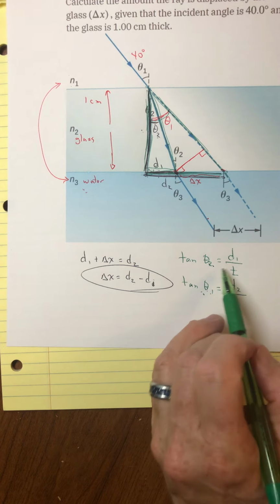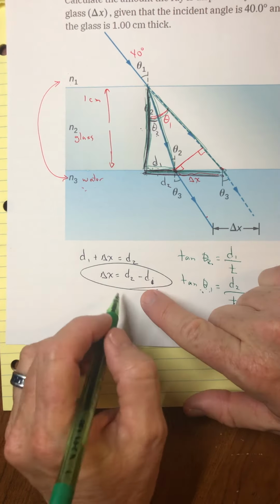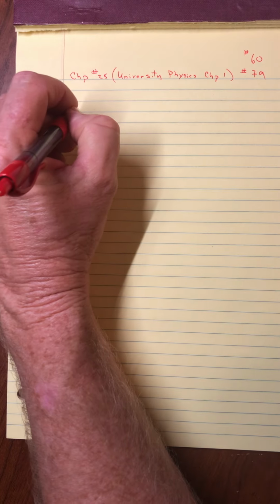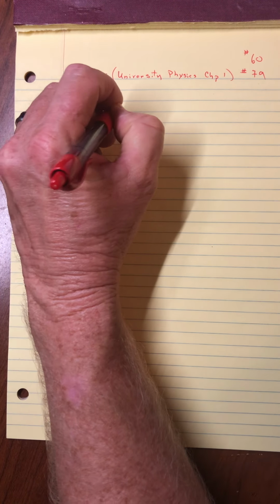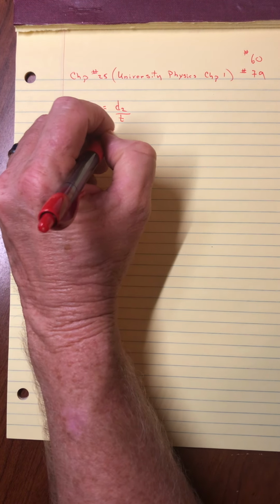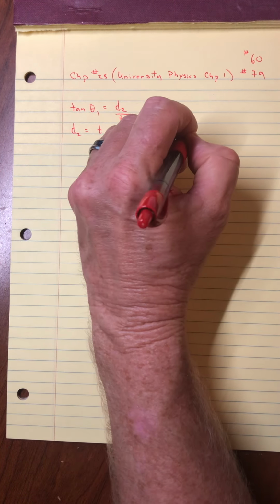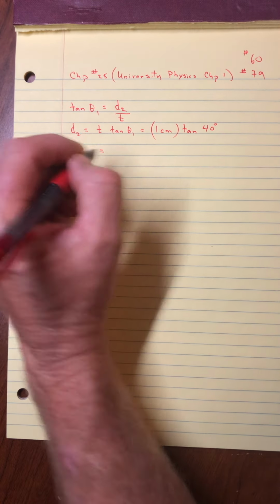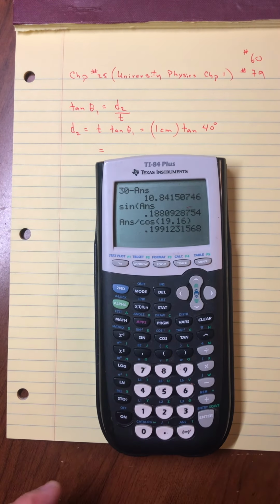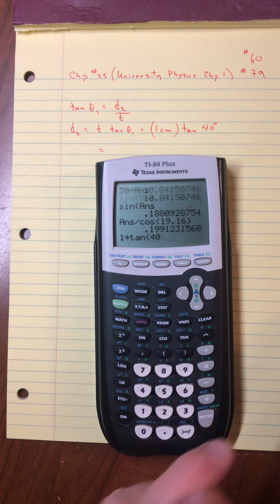And then D1 we can get after we do Snell's law to figure out what the refracted angle is. So in other words, we can get the D2 and the D1 and then come back and finish up the problem. So giving myself some room to calculate, I'll do the simpler one first. Tangent of theta 1 is D2 over the thickness, or solving for D2, it's thickness times the tangent of theta 1. And the thickness, they said, is 1 centimeter, and the incident angle is 40 degrees. So this would be just 1 times the tangent of 40 degrees.